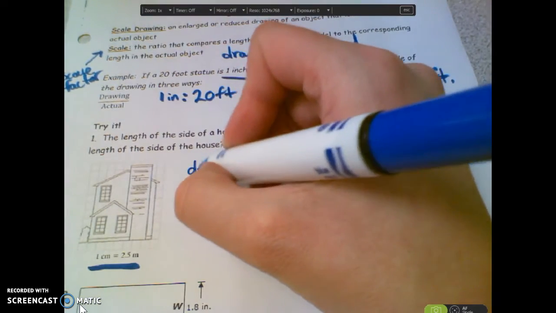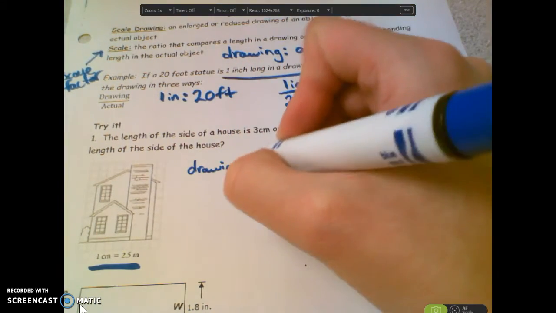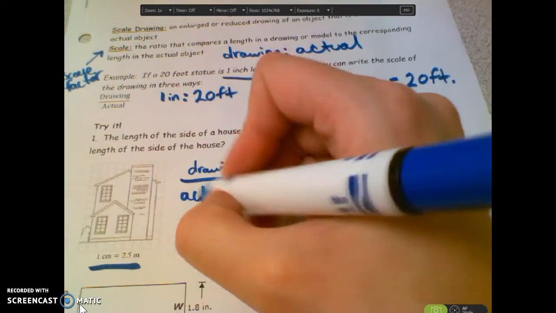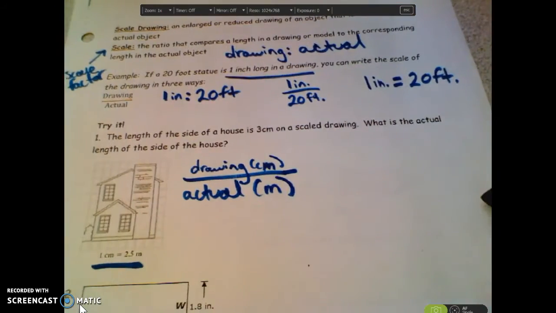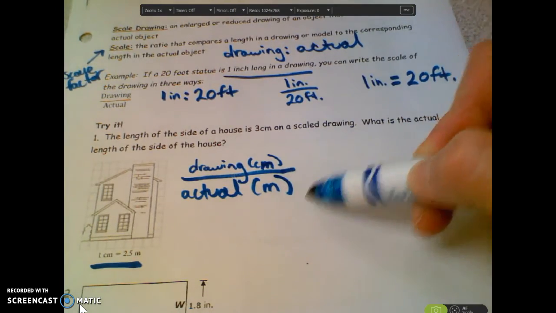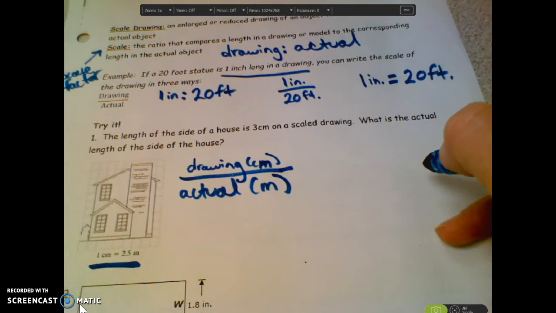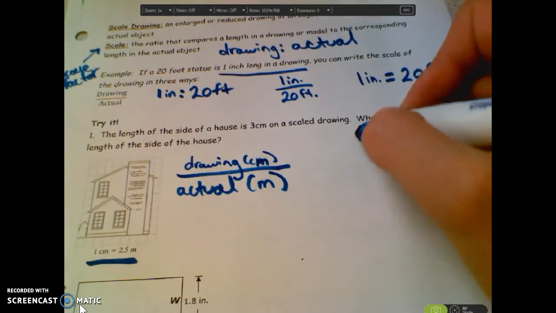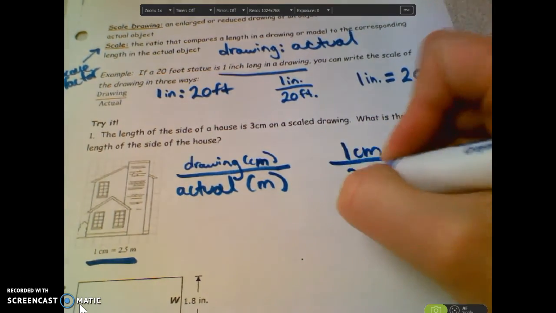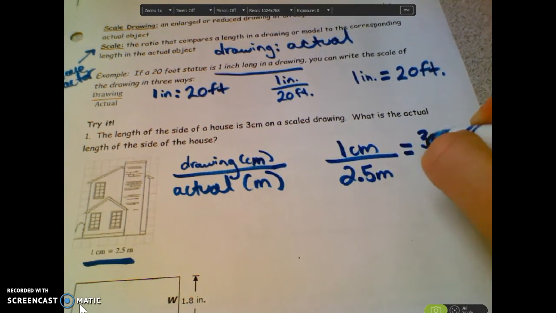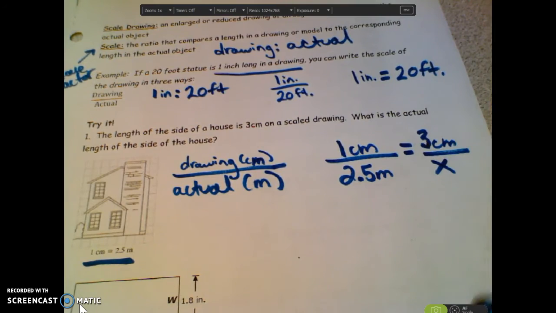Now on the side of the proportion, just to remind myself, I'm going to write drawing, which is in centimeters, compared to actual, which is going to be measured in meters. Now because I wrote my labels here on the side, I don't have to write them in my proportion, but usually it's easy for me to label later on if I label in the proportion. So I'm going to go ahead and label 1 centimeter per 2.5 meters equals, and then in the drawing it's 3 centimeters. So I'm going to put 3 centimeters compared to, we're not sure how much that would equal in real life.